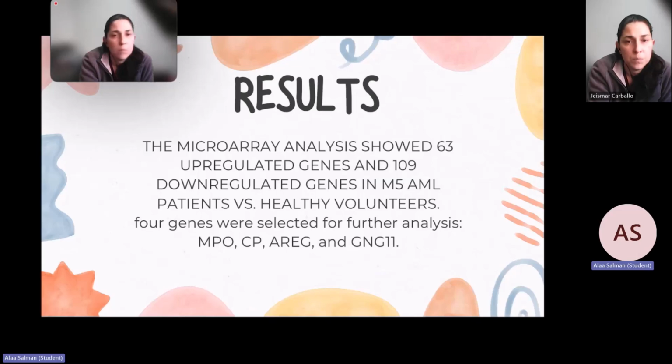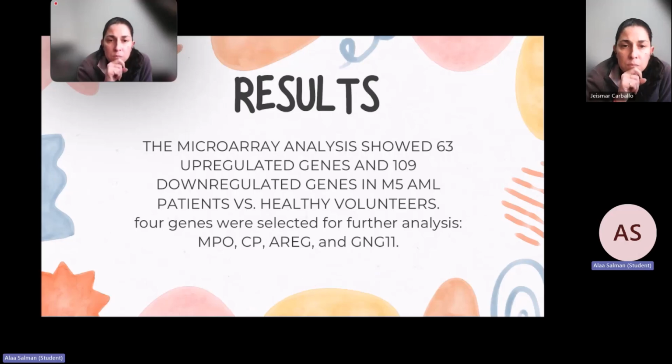For their results, the microarray analysis showed 63 upregulated genes and 109 downregulated genes in M5 AML patients versus healthy volunteers. So they were able to find a lot of differences in the genes between the healthy and the leukemic patients. They chose, of these genes, 4 genes, which were MPO, CP, AREG, and GNG11, to look further into them and see specifically where they can use them in the diagnosis.